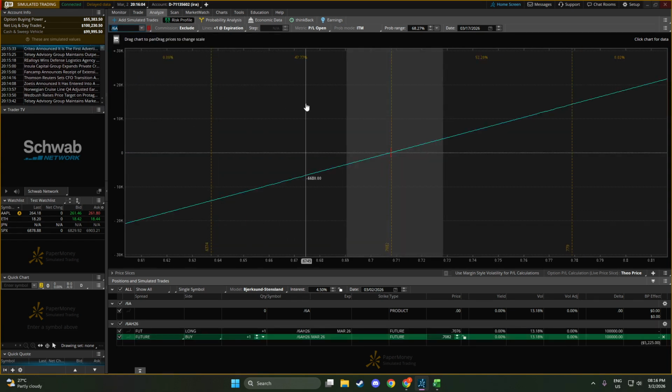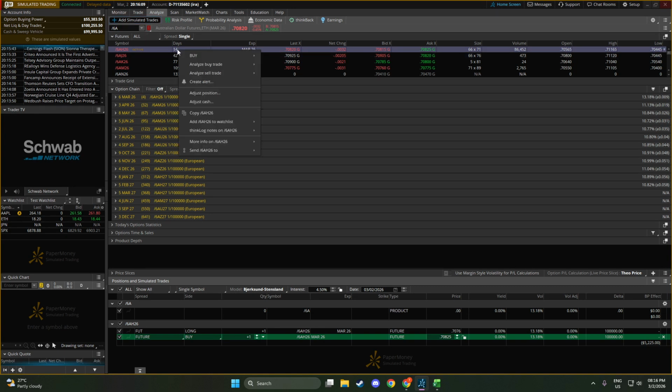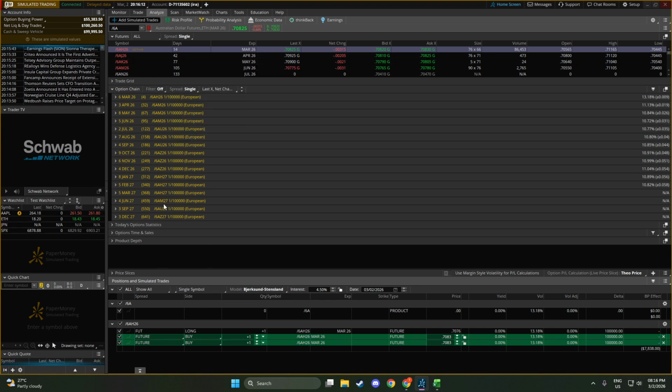Next, add a simulated trade. The simplest way to do this is to open the option chain and click directly on a strike to simulate buying or selling that option. If you're evaluating the stock itself, you can choose stock. And if you prefer to explore a predefined strategy, you can select one from the available choices.